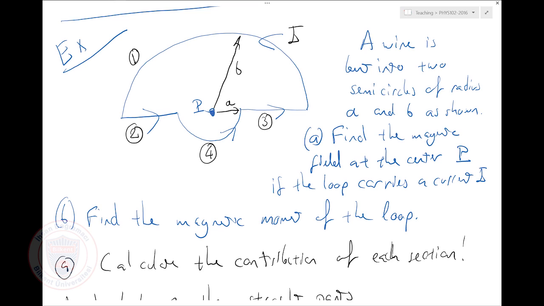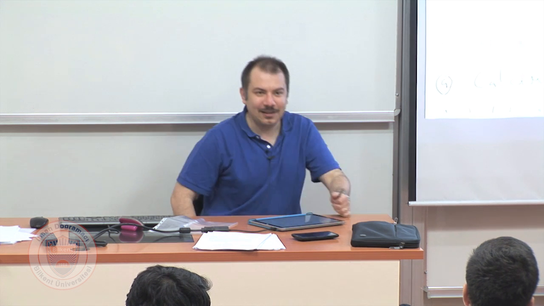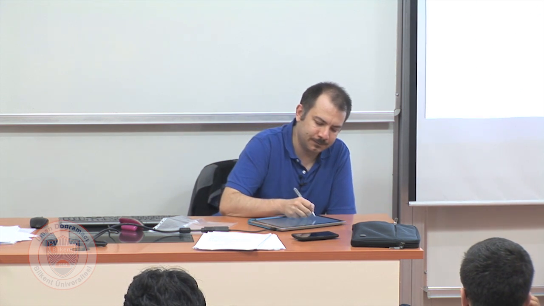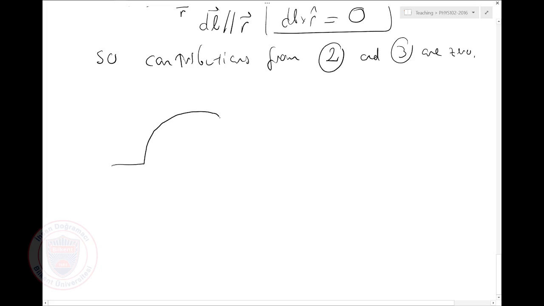So if I put my thumb on the top section, my magnetic field is coming out. If I put my thumb at the bottom section, again it gives me a magnetic field that's coming out. So they are in the same direction. Good. Then let's actually calculate the magnetic field created by a semicircle. That's it.